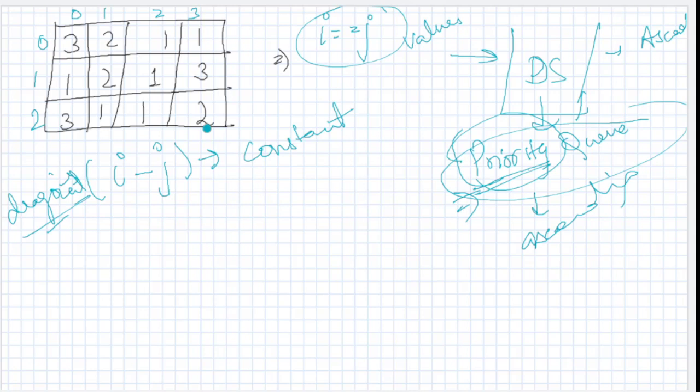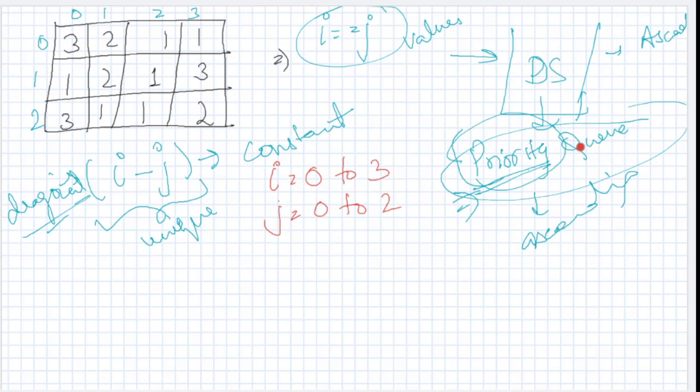If you know i minus j is constant, you can store those values and get the priority queue. So the number of priority queues to be created is equal to the number of unique values you get for this particular expression. Okay, so this is how we are going to approach the problem. I hope this concept is clear to get any particular diagonal. Now for this, i is going to go from 0 to 3, j is going to go from 0 to 2.